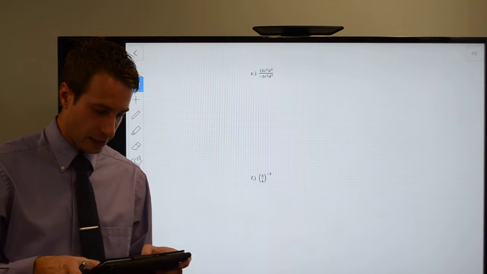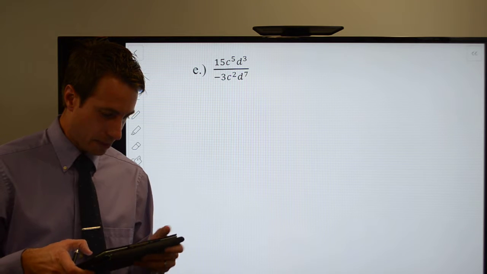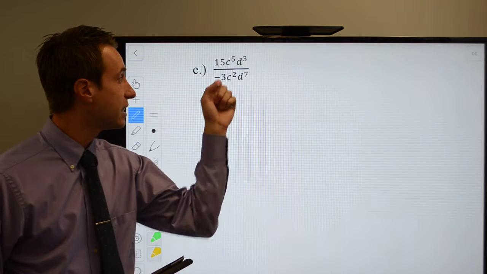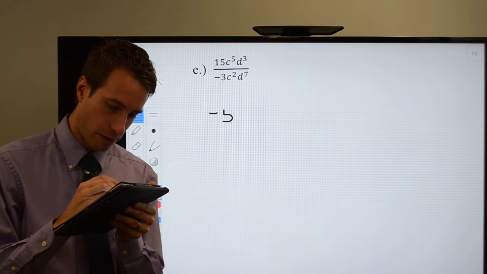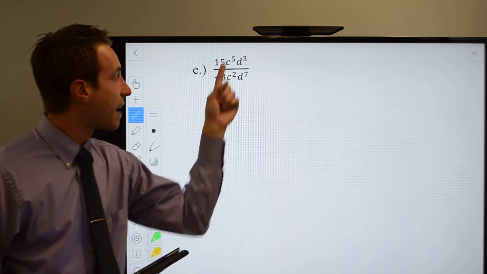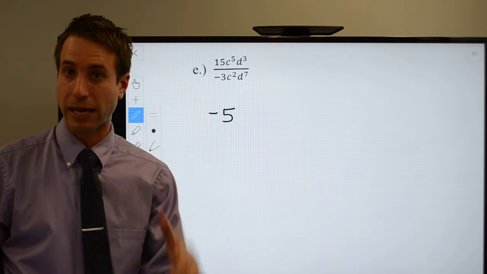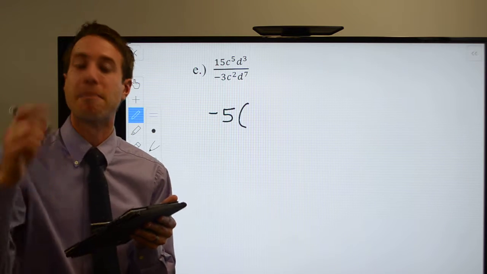Let me go ahead and make these a little bit bigger for you. And let's just see what happens here. Okay, so I'm going to start off by reducing my fractions. 15 divided by a negative 3 would be a minus 5. Oh, I like it. Look at this. I have like bases top and bottom, which means I have division of like bases. So we're going to subtract the exponents. Remember, it's top minus the bottom.